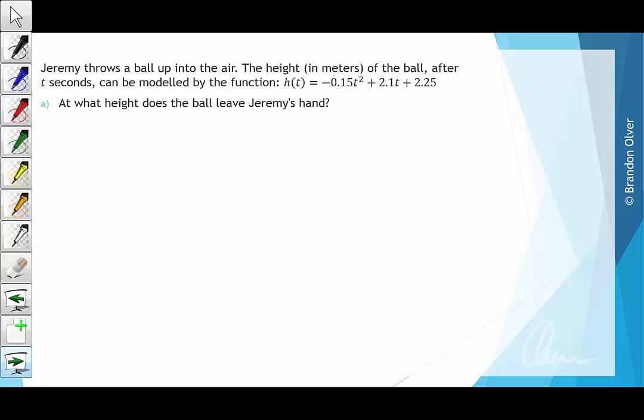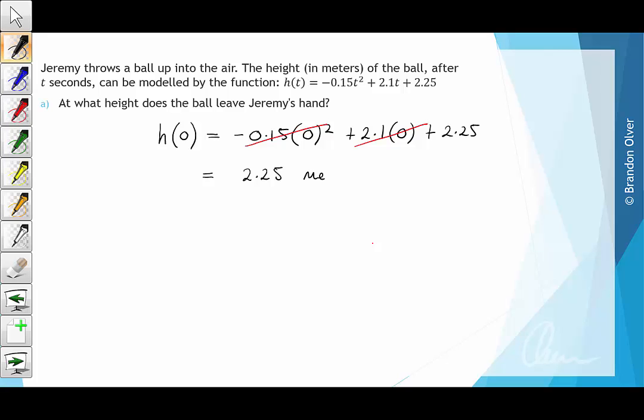So part A asks us, at what height does the ball leave Jeremy's hand? And we know the ball leaves his hand when the time is 0. So we can find the height when the time is 0: h of 0 is equal to negative 0.15 times 0 squared plus 2.1 times 0 plus 2.25. Now we know anything times 0 is just 0, so we get the height when the time is equal to 0 is 2.25. Therefore, that is the height in meters at which the ball leaves his hand.